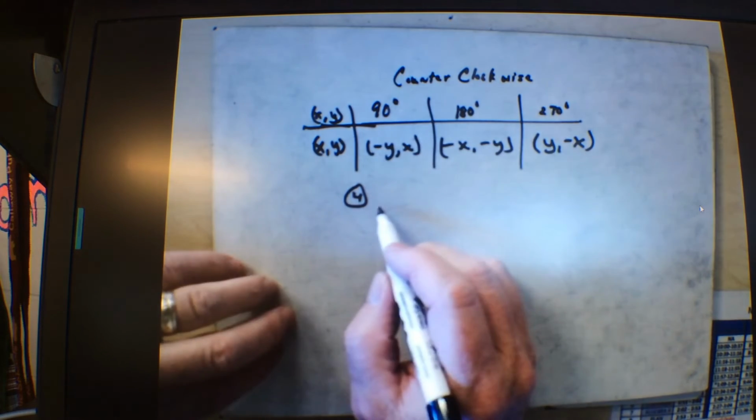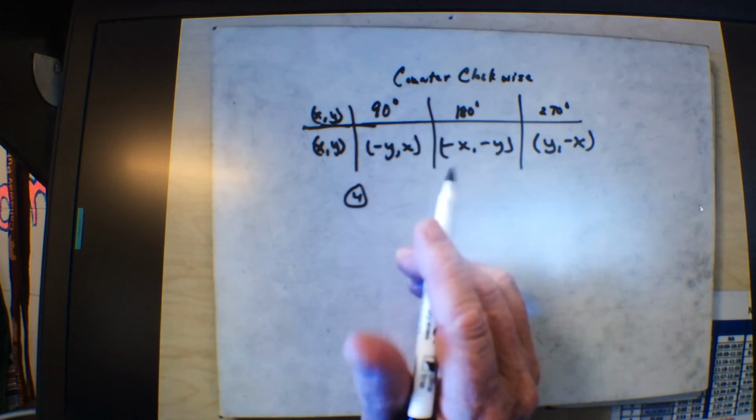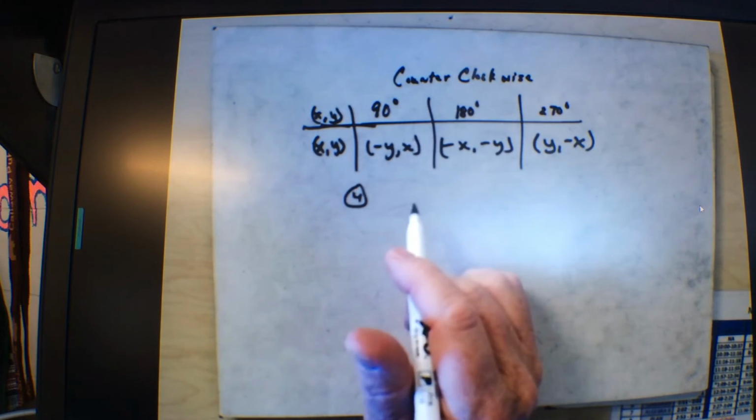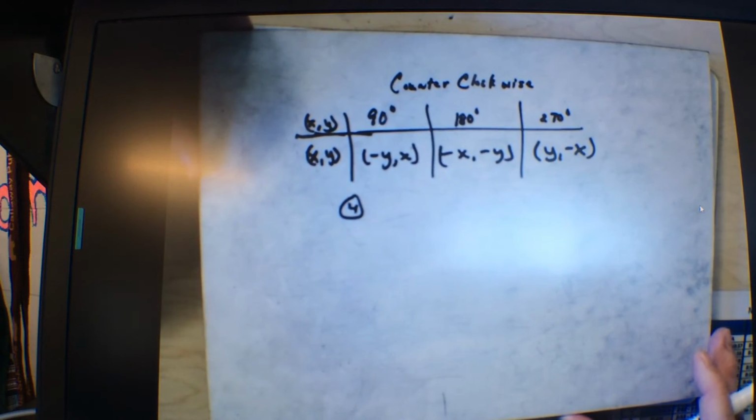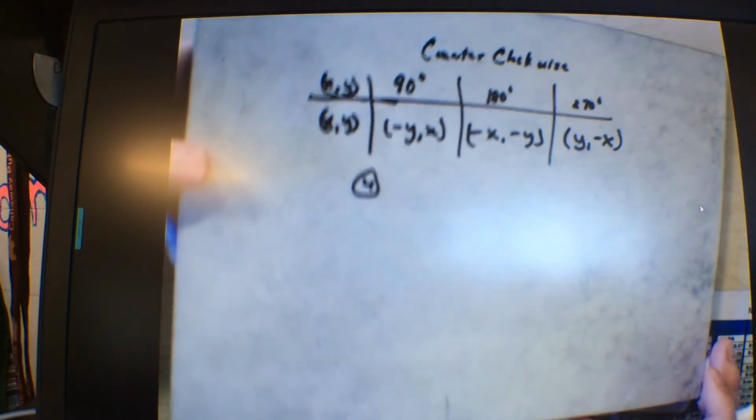So what I want you to do, the same as always, is graph the original. Then we're going to find the coordinates of the new, and then we're going to graph the new. So I want the coordinates off to the side. Does that make sense? Okay, so let's go ahead and graph the original.